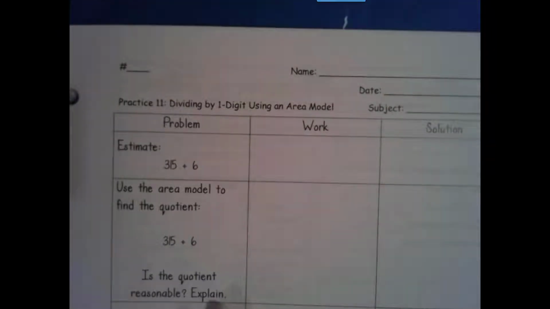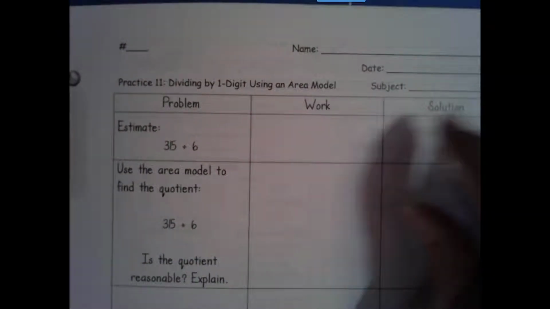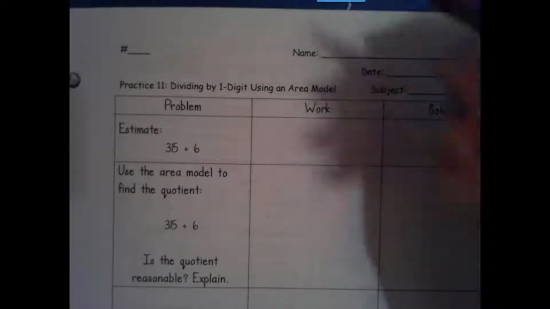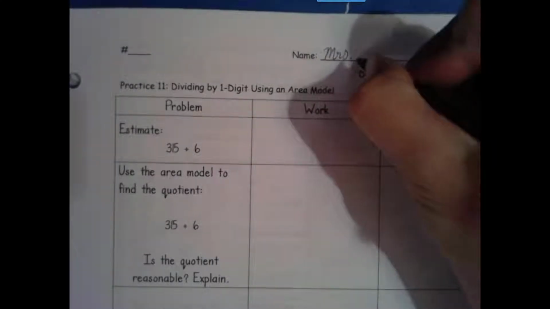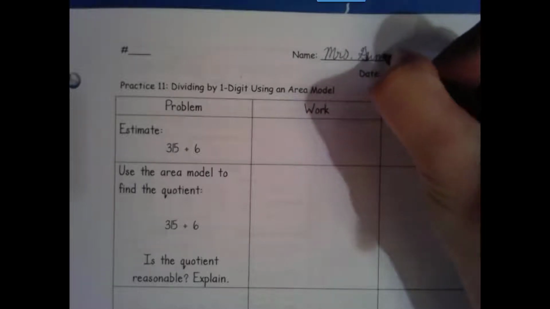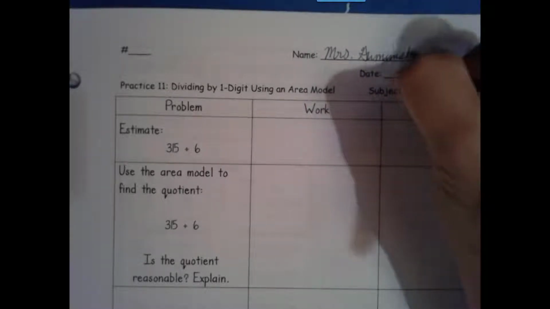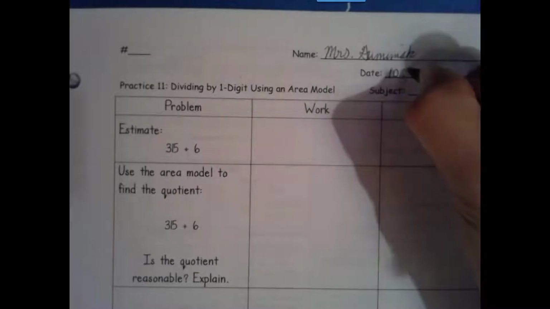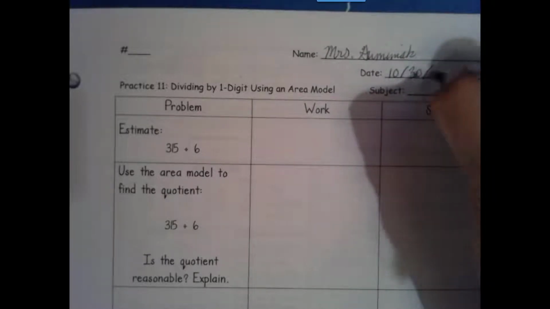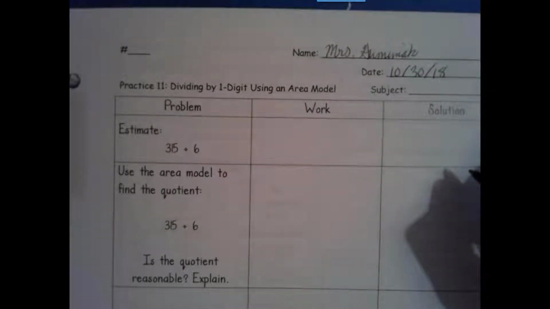Alright, so we're going to put our heading on top here. Always put your name, number, date, first and last in cursive. Remember to put the date you're actually working on this, not necessarily the date I am writing.